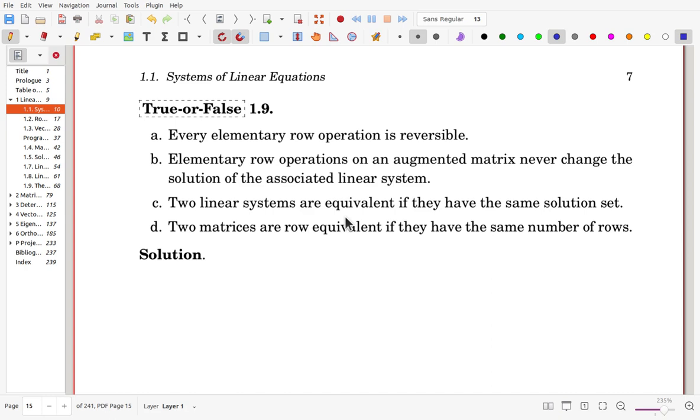Two matrices are row equivalent if they have the same number of rows. Is it true? No. It is just saying that the two matrices have the same number of rows, and it doesn't say anything about row operations or any other things. So it cannot be row equivalent. Okay, this is the end of the section.